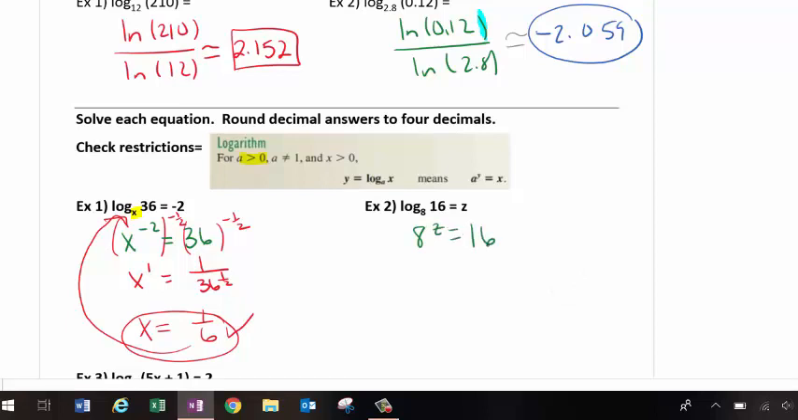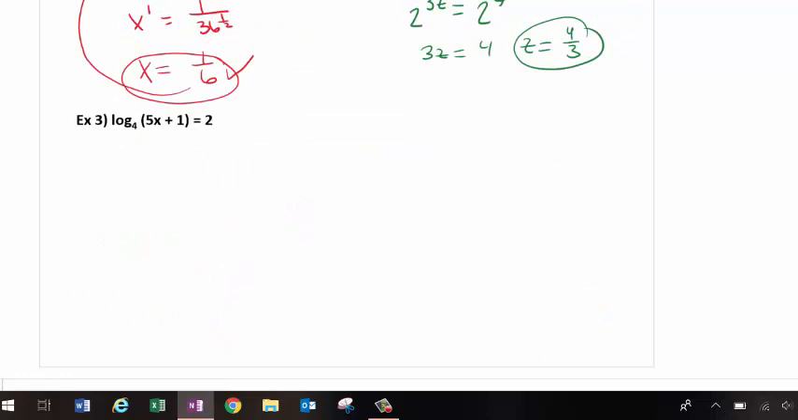Number 2, start off again using the definition of a logarithm. 8 to the z equals 16. We're going to get the same base on both sides if it's possible. That's always your first instinct. Drop the bases. Solve for the exponent. How I could check number 2 in my calculator quickly is I could use a change of base formula using the natural log of 16 divided by natural log of 8 and make sure I get the same answer.